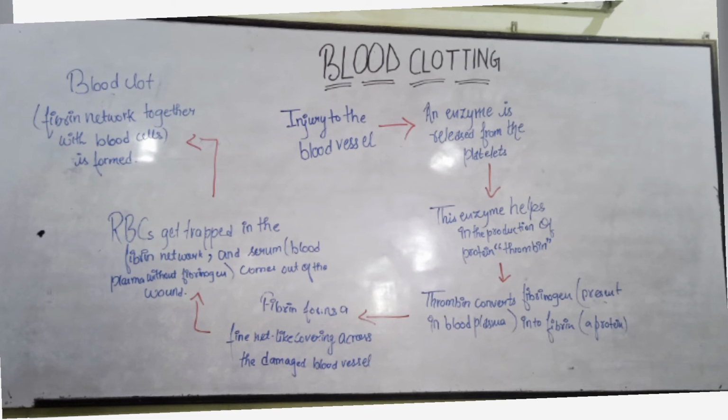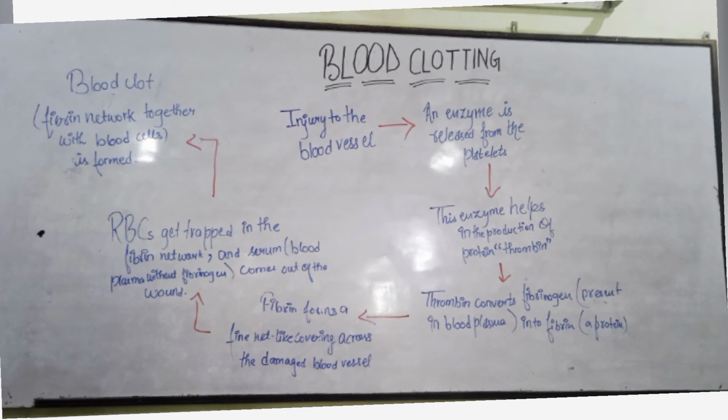So what does this fibrin do now? This fibrin forms a fine net-like covering over the wound so that the excessive bleeding might not occur. Alright. This acts like a trap. So now in this trap, the RBCs get trapped in the fibrin network, and serum, or the blood plasma without fibrinogen, comes out of the wound.